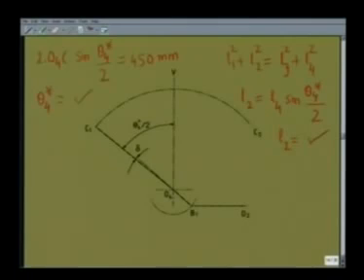L1 has not been changed, L4 has not been changed, L2 we have obtained. So, using this relationship for no quick return, I can get the only remaining unknown, that is L3. So, we have designed the 4R linkage O2AB O4.